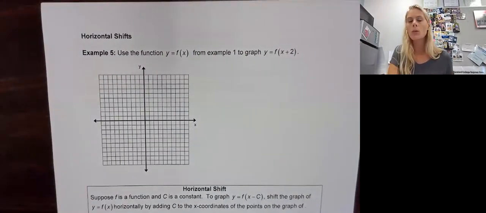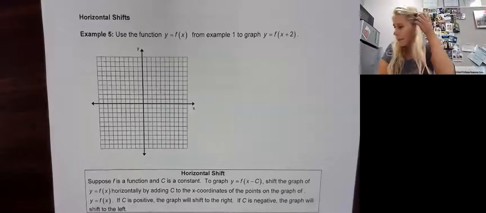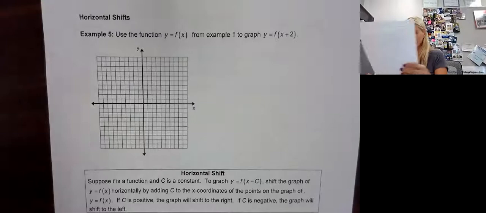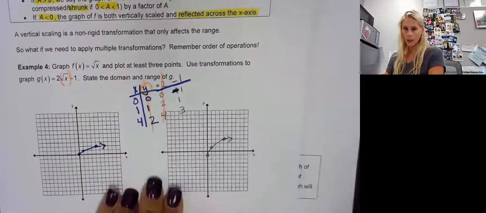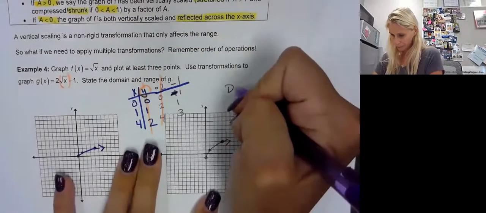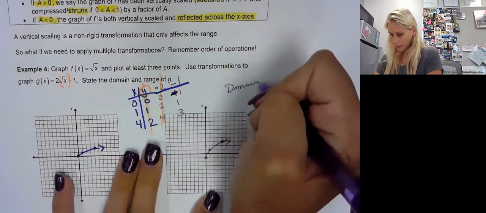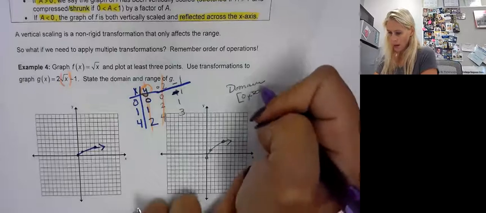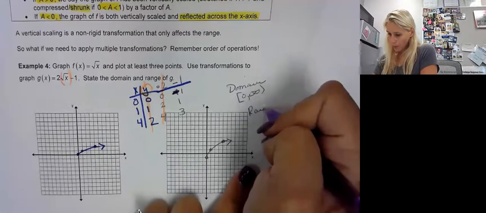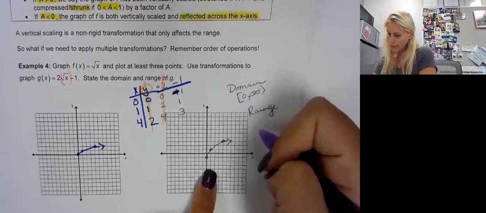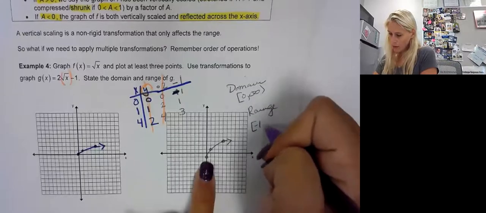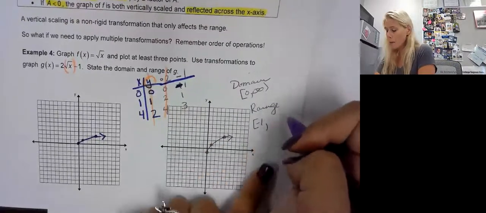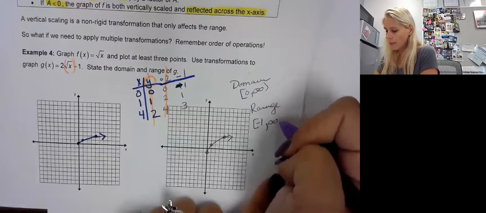All right, now we're going to go down to horizontal shifts. Okay, well, I forgot something because before we get into horizontal shifts, I forgot to do the domain and range of g. So domain is going to be, look, it starts at 0, so that is a bracket, and it keeps going to infinity. And then the range will now start at -1, and even though it shifts down, it's still going up, just really slow, to infinity.